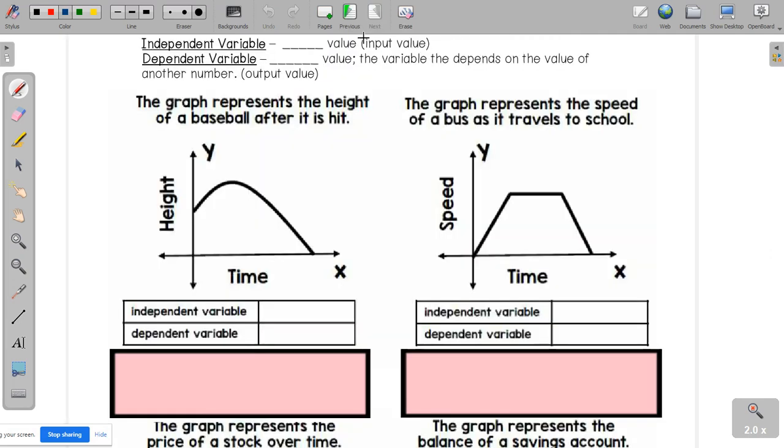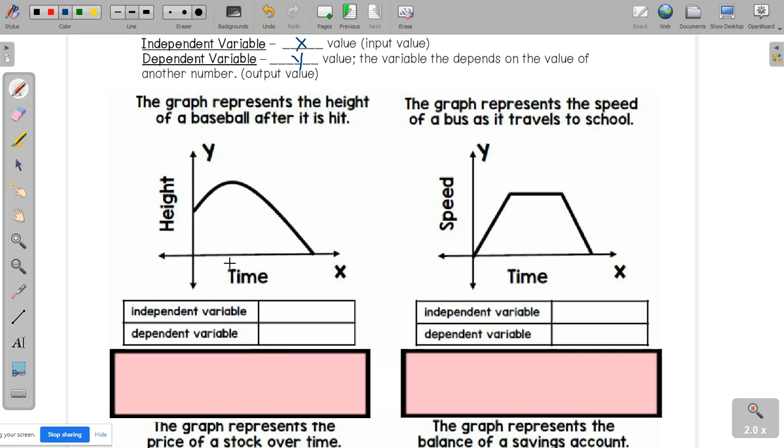So let's look at independent and dependent variables. Independent variables are your x values. That's your input. And your dependent are your y values. And that is the variable that depends on the value of another number. So your dependent depends on your independent. So let's look at some visuals here.